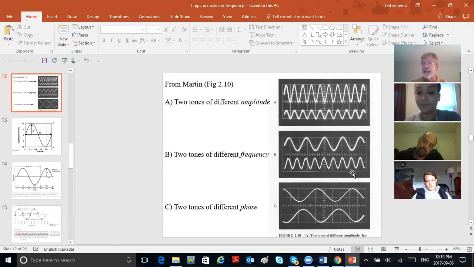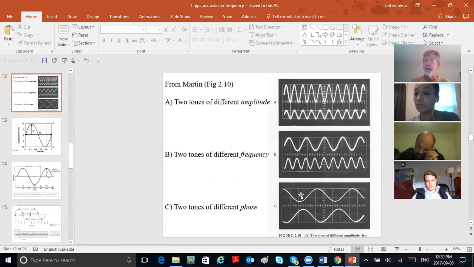If this is 1 second and this is 1 second, there are more cycles in the bottom one than in the top. So these two are the same in amplitude, they're just different in frequency. Whereas the top pair are the same in frequency, they're just different in amplitude. The bottom ones are the same frequency, the same height, same amplitude. How are they different? In phase.